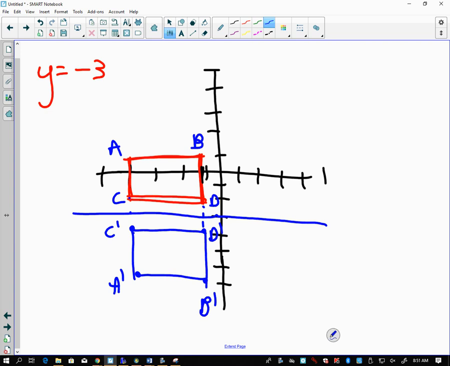Let's see, I think that's it really for SMART Goal 1. Hopefully we understand that a little bit better.